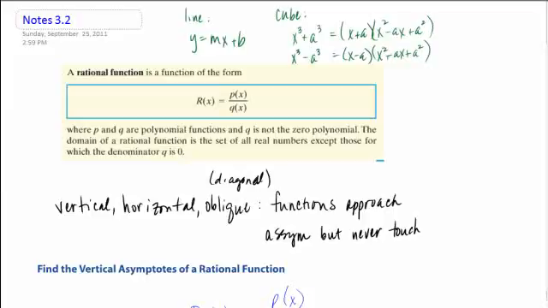Okay, this section, section 3.2, is going to cover rational functions. We are going to talk really all about vertical, horizontal, and oblique asymptotes within this section. So, I want to start off by making sure that you remember a couple of formulas here.